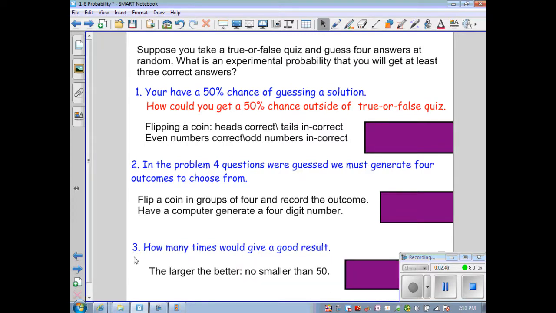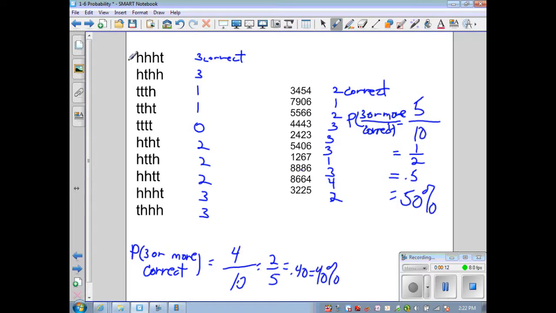Number 3, how many times would give a good result? The larger the better. No smaller than 50 in our choices. If I have a computer, 1,000 would be great. Let's see what a simulation would look like.